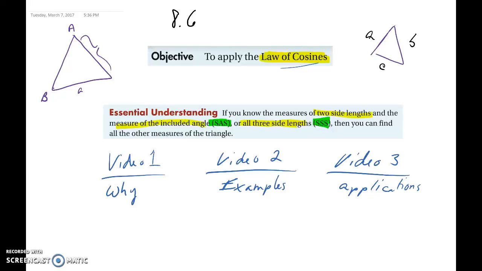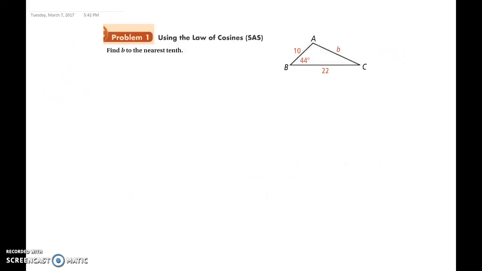All right, so now we're going to move on to the second video of this section, and it's just going to be doing some examples. So let's just jump right into them. We're asked to solve for b to the nearest 10th.